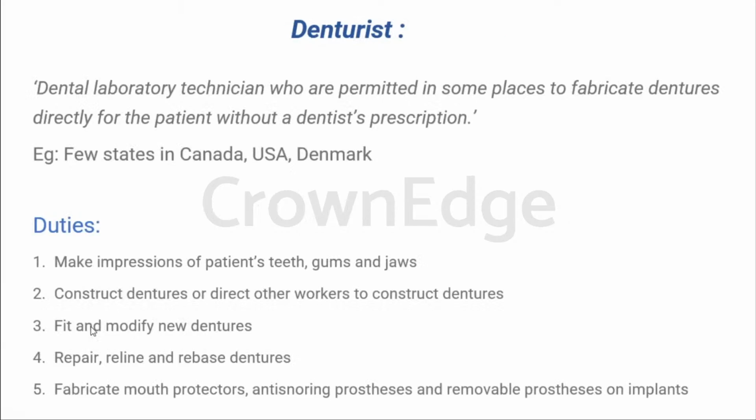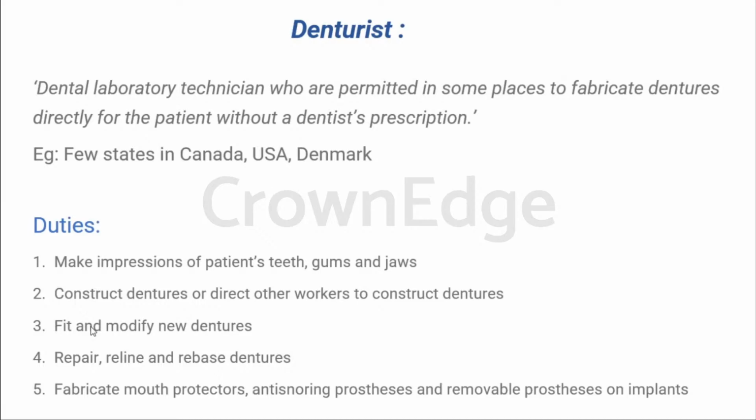So when you speak about a dental technician, there's another auxiliary who's similar but not the same. So that is your denturist. Now you need to remember the difference between a dental technician and a denturist. Now a denturist is a dental technician who is permitted in some places to fabricate dentures directly without the dentist prescription. So they on their own fabricate dentures. So they are allowed to practice in a few states in Canada, in the USA, and in Denmark, not in India.